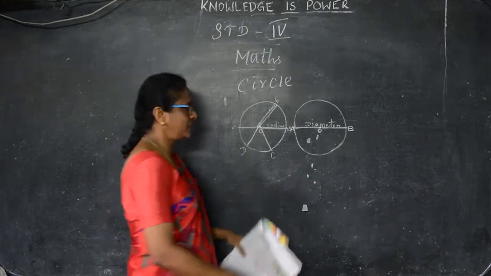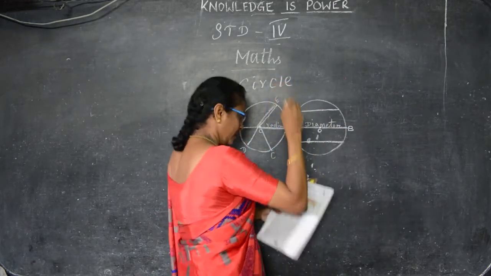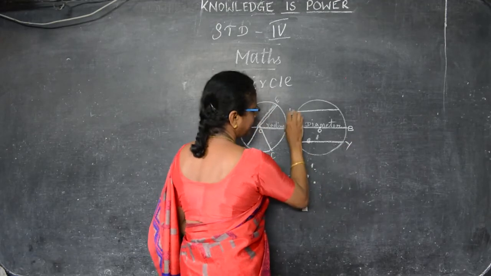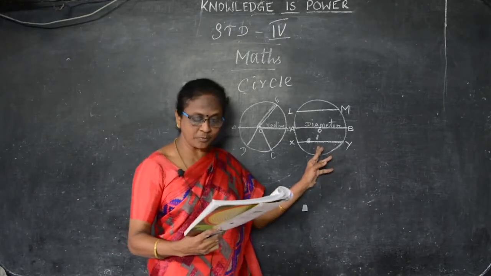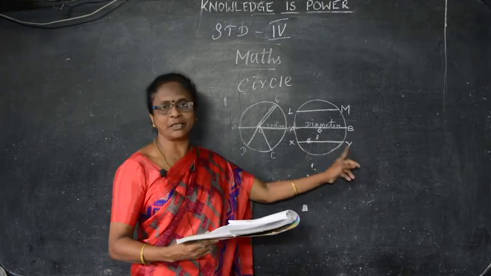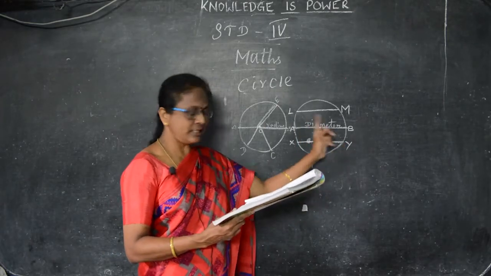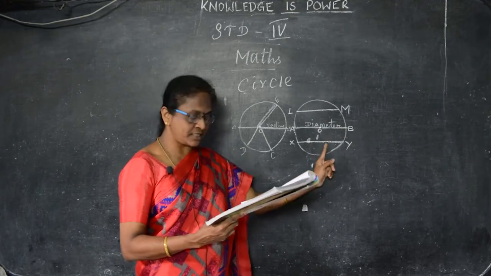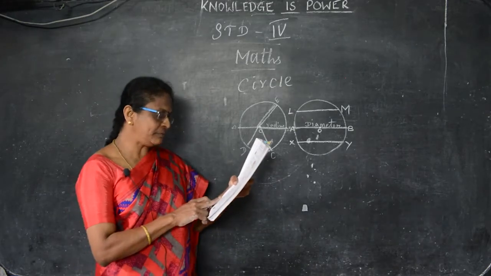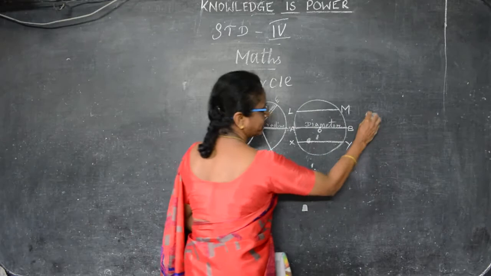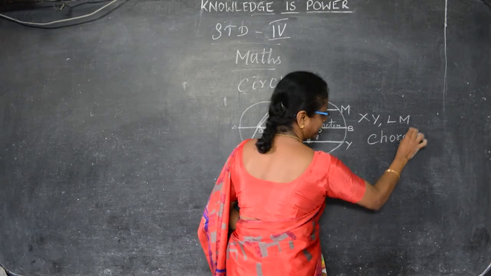And suppose I am drawing one line here and one line here. This is X, Y, this is L, M. This is not a diameter, this is called a line segment. I am drawing one line segment, X, Y and L, M. So these line segments lie on the circle. The line segments XY and LM are called chords, not a radius.